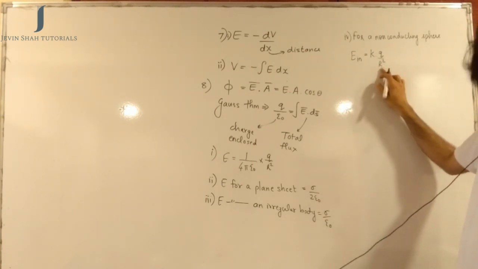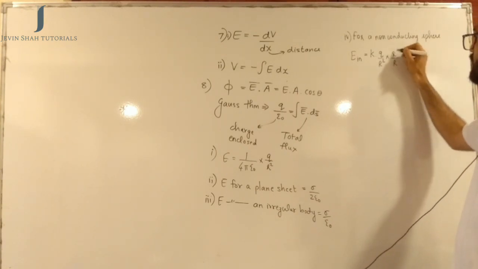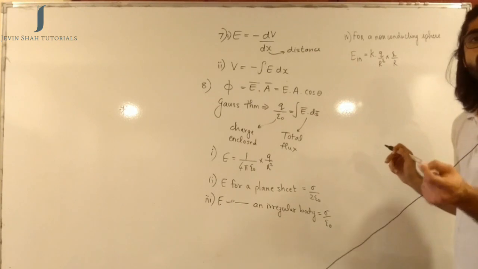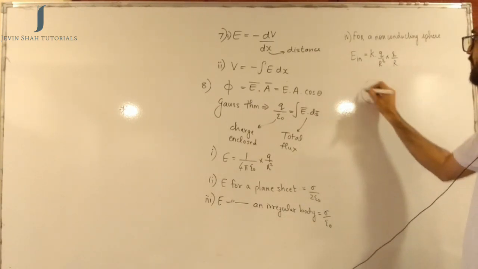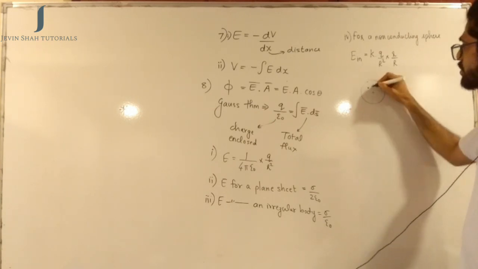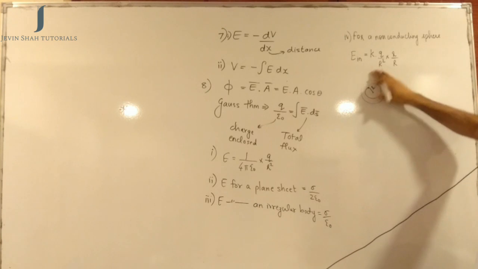R is the radius of the original sphere multiplied by small r upon capital R. So this small r is the distance of the point inside the sphere from the center. If this was the sphere and you are finding E at this point, then this value will be small r. Okay, so that's your fourth point.